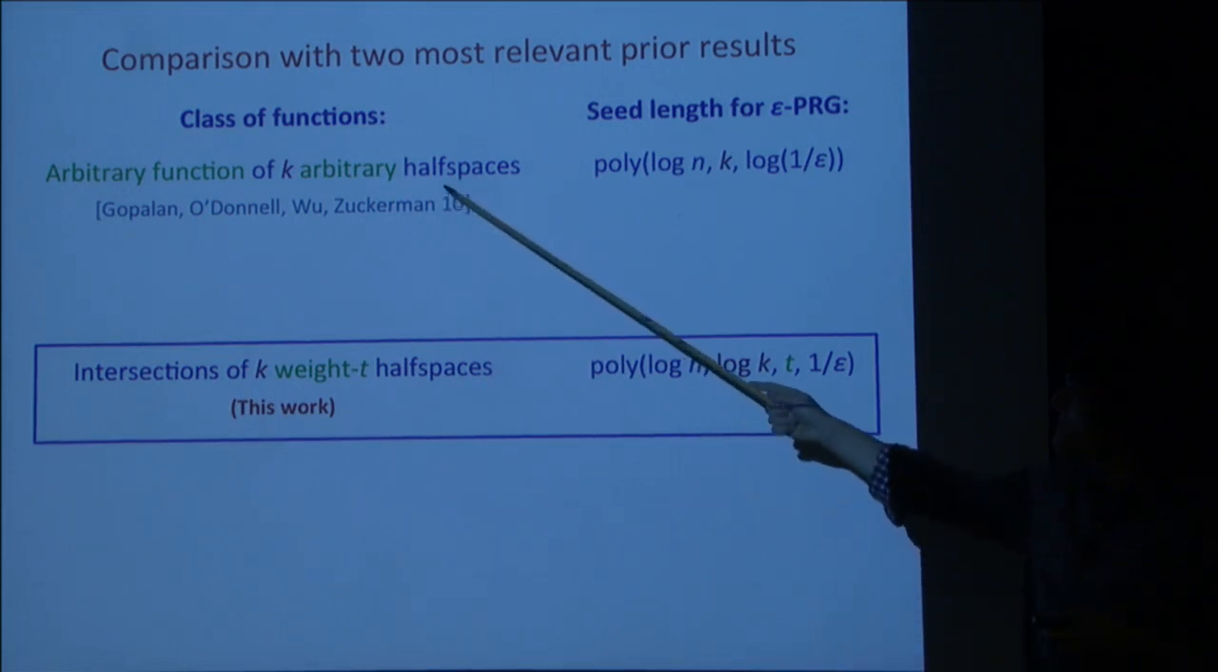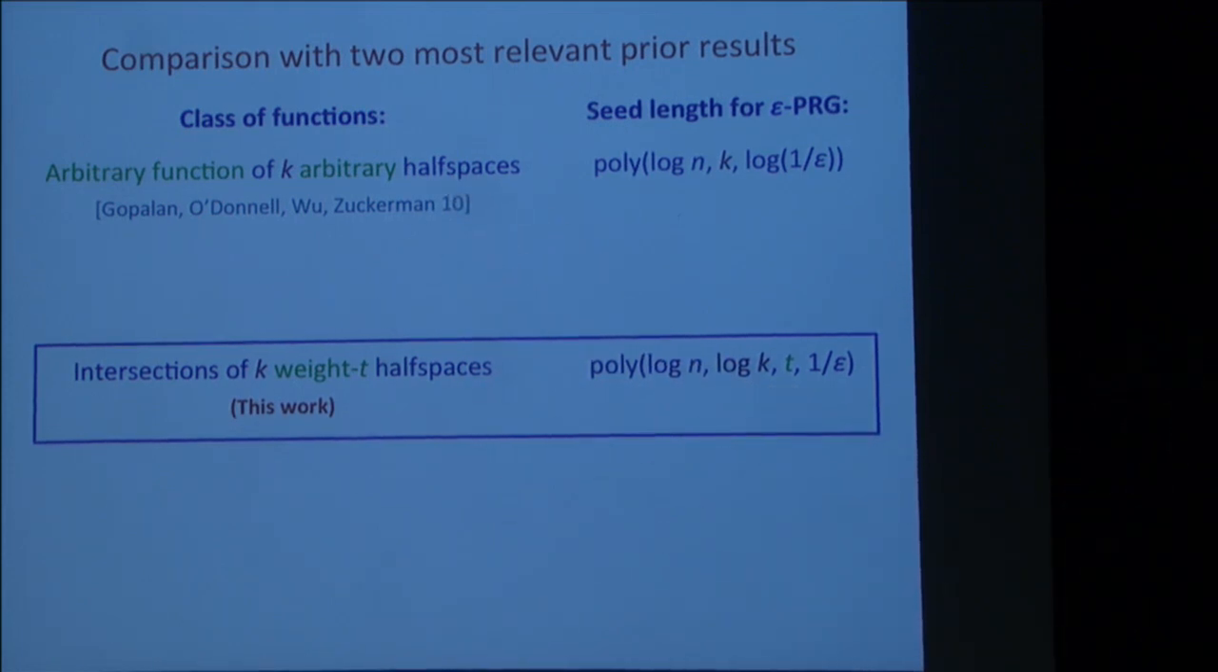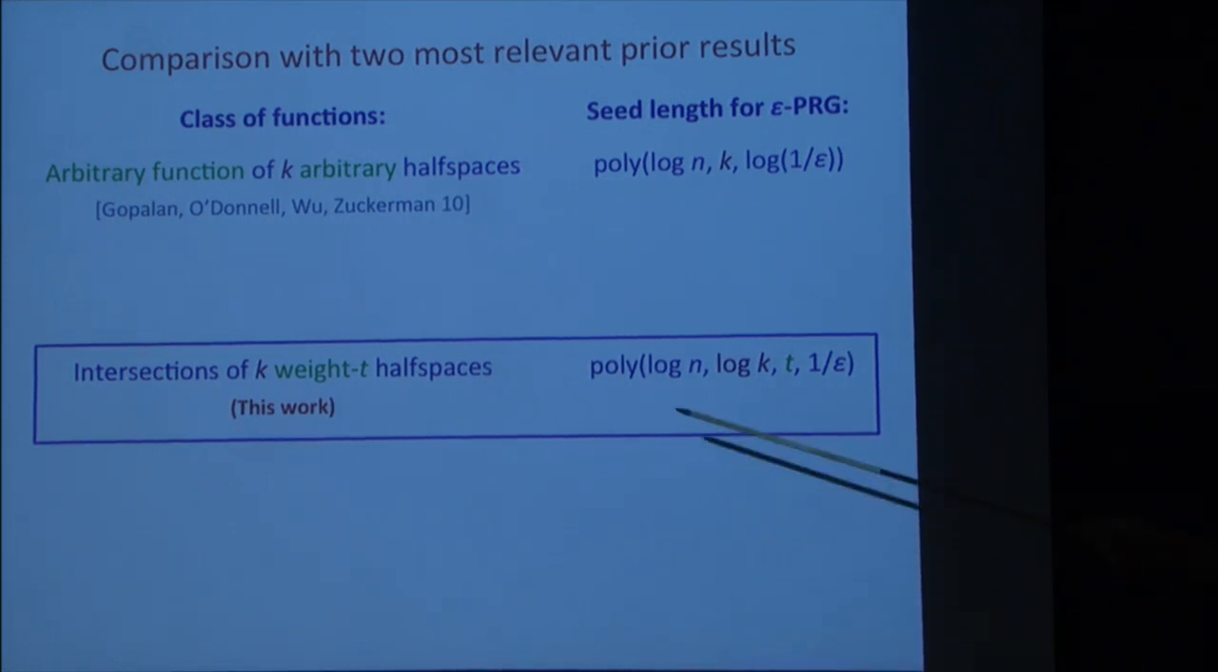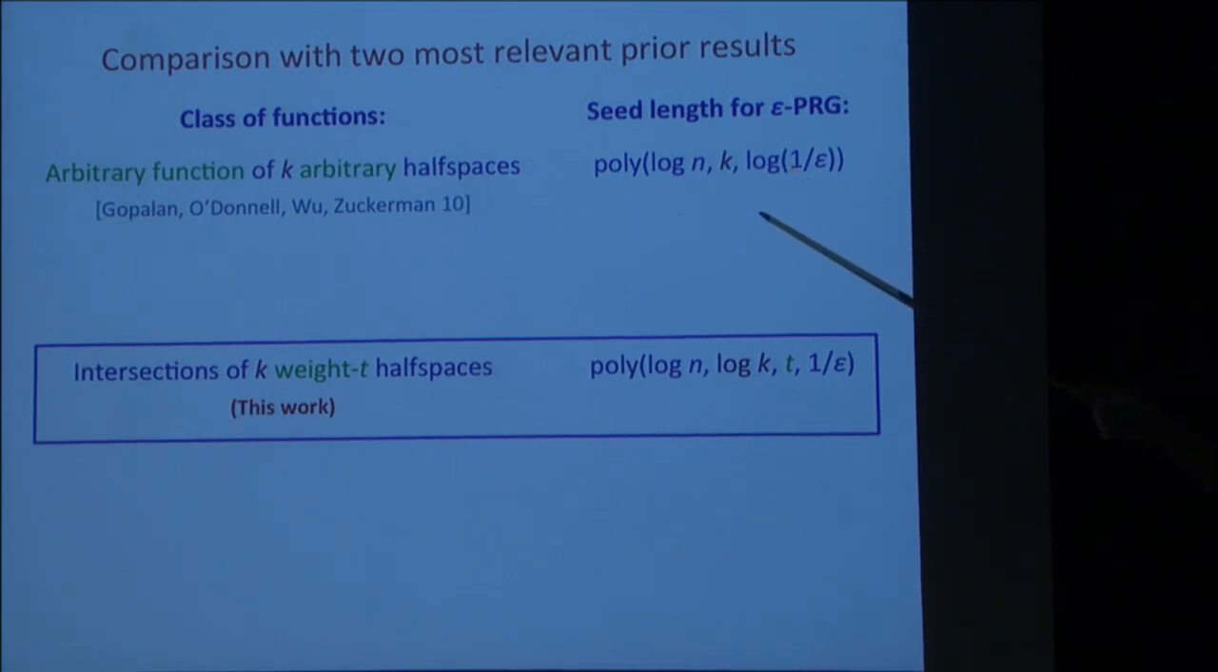So the first one I'll mention is this work of Gopalan, O'Donnell, Wu, and Zuckerman. These guys managed to fool an arbitrary function of k half spaces. So not just an intersection, any crazy k-variable function you want, which depends on the output of k linear threshold functions. They could fool guys like this with a seed length which I think was just linear in k, and logarithmic in n and in 1 over epsilon. So it's a nice result, right? They're logarithmic in 1 over epsilon, which is great compared with what we're doing. They're linear in k, however, so they can't go beyond, certainly n half spaces.